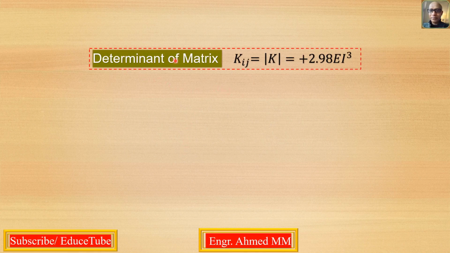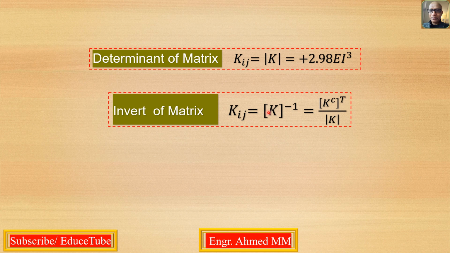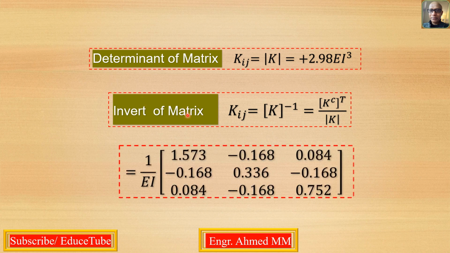Also, we have to find the determinant of the matrix. It is needed to find the inverse of the matrix. This is the formula: the transpose of this matrix, what you got in previous slides, and this is the determinant of the matrix. Dividing these two, we get the inverse of the matrix. So our result will be like this one. Now we will use this to find theta.